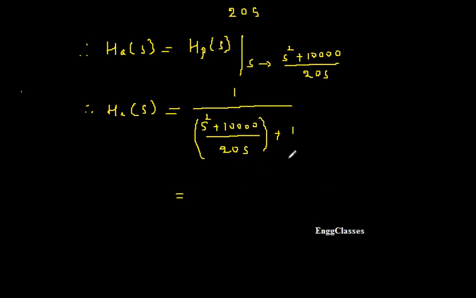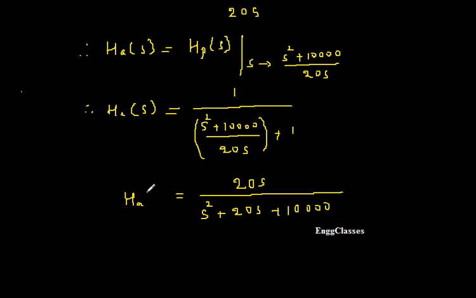Take the LCM as 20S and take it to the numerator, and we are going to get 20S in the numerator, that gets divided by S square plus 10,000 plus 20S. So let me write 20S first. 20S plus 10,000. So this is the transfer function of a bandpass filter with the given frequency specifications.